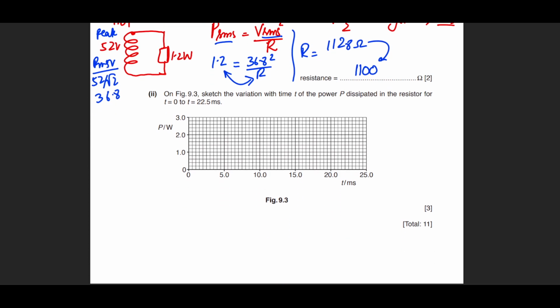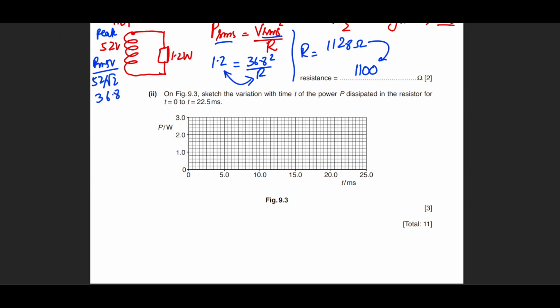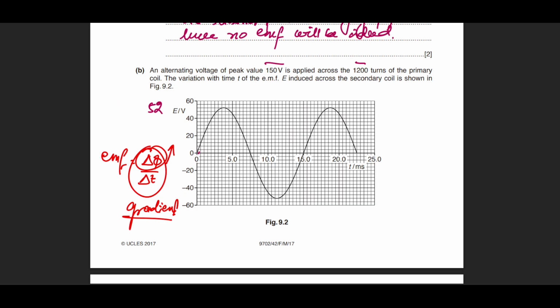Now this is a problematic situation. He says to sketch out the graph of power. When we go back to the voltage graph, we understand that the current graph is also going to follow exactly the same behavior at this point. Notice that if we wanted to find the peak value of current, how would we have done this? We know the resistance is fixed. So we would have used V equals IR. The peak voltage is 52. Current we don't know. Resistance is 1100, and you can take 1128 for precise calculations.